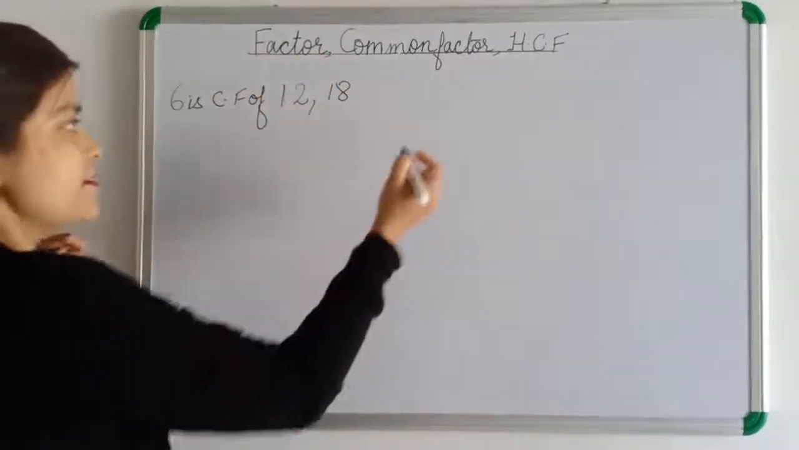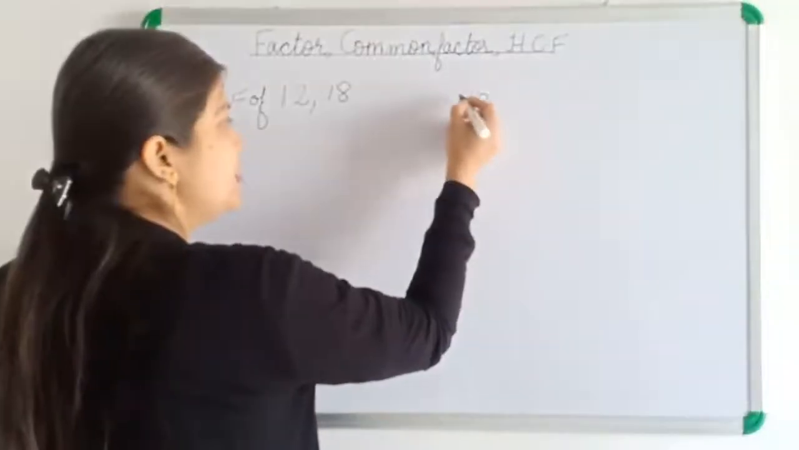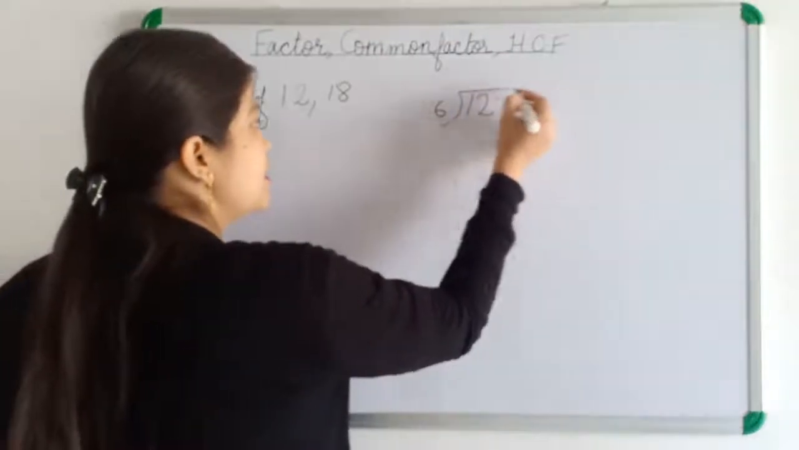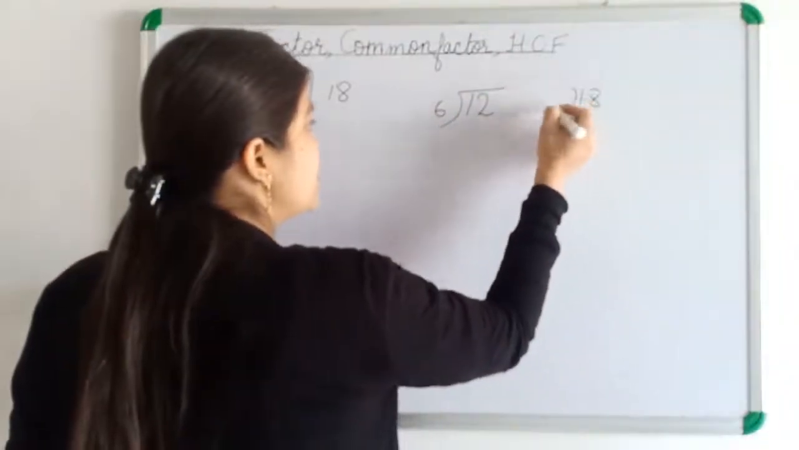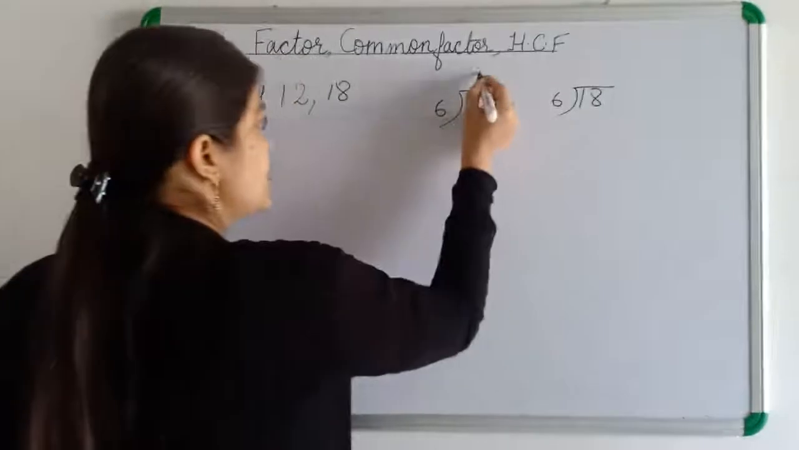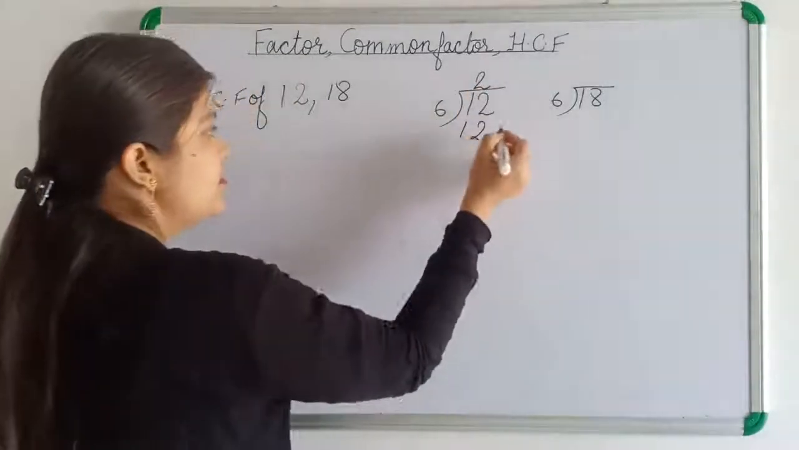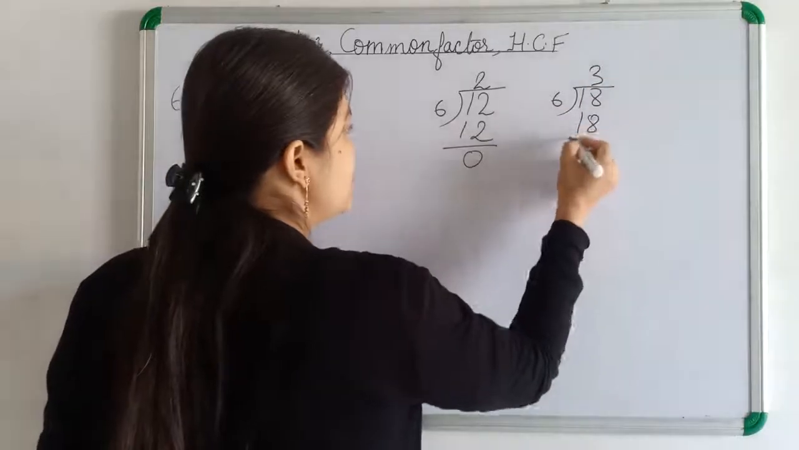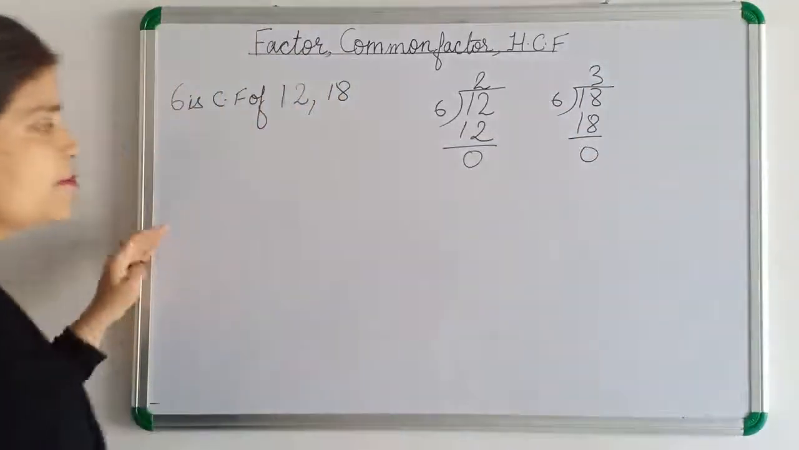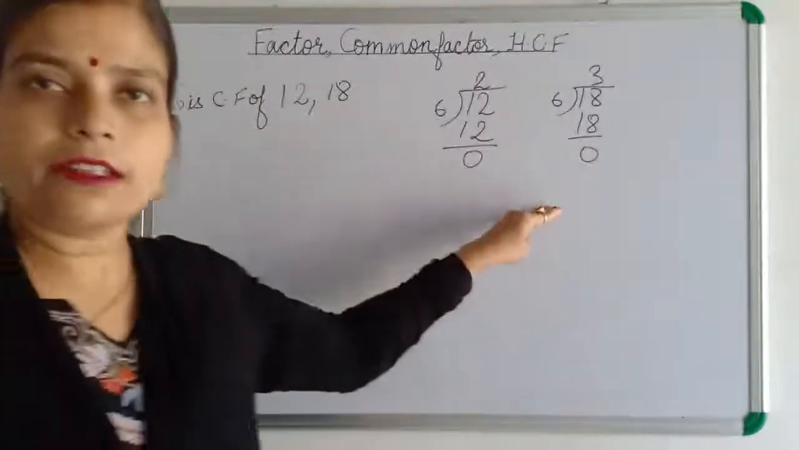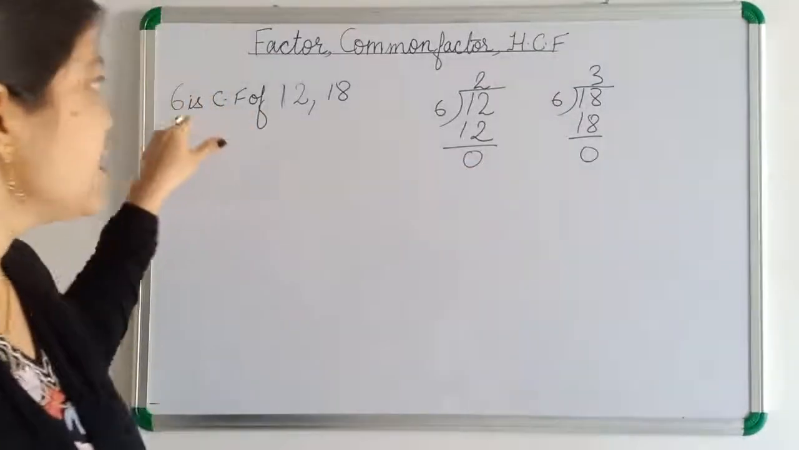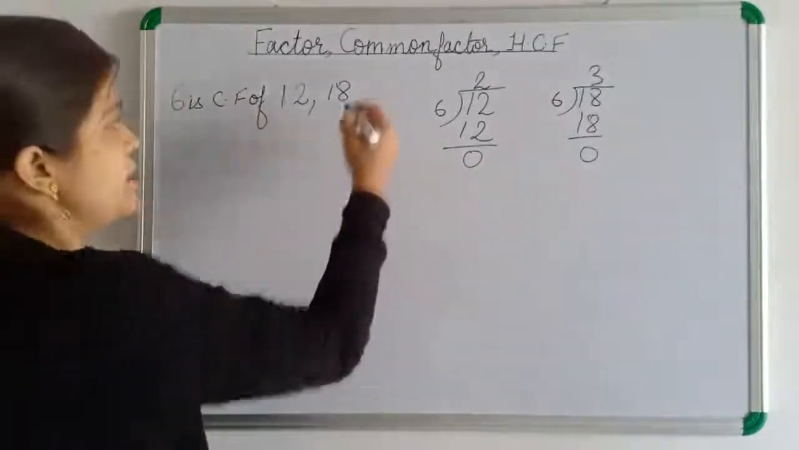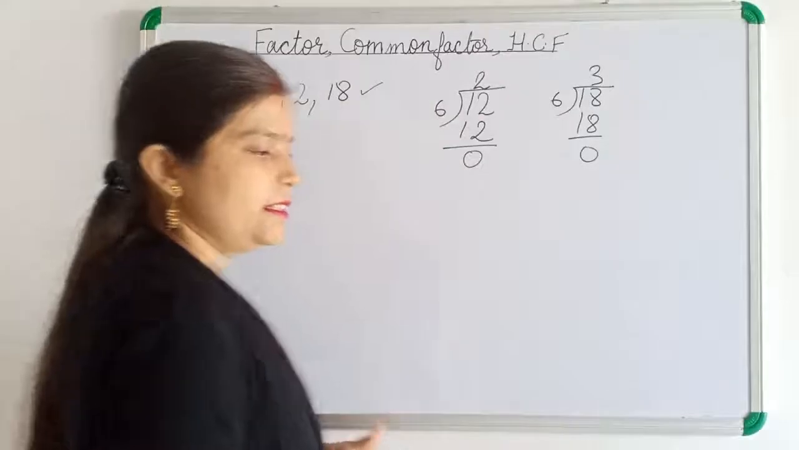So you can check also. You see here when we are dividing 12 by 6 and 18 by 6, 6 2s are 12, 0 remainder, 6 3s are 18, 0 remainder. So in both cases we get 0 remainder. That means 6 is a common factor of 12 and 18. It is right. Okay.